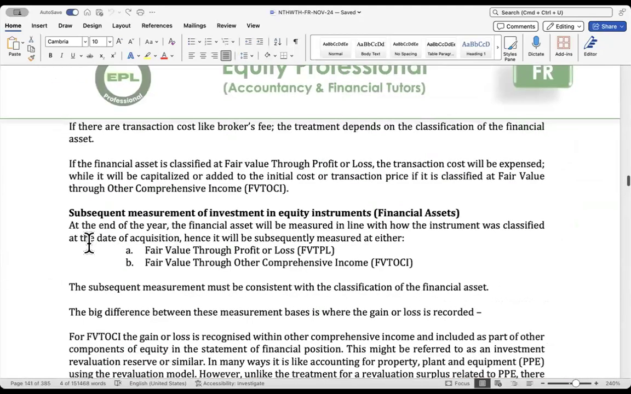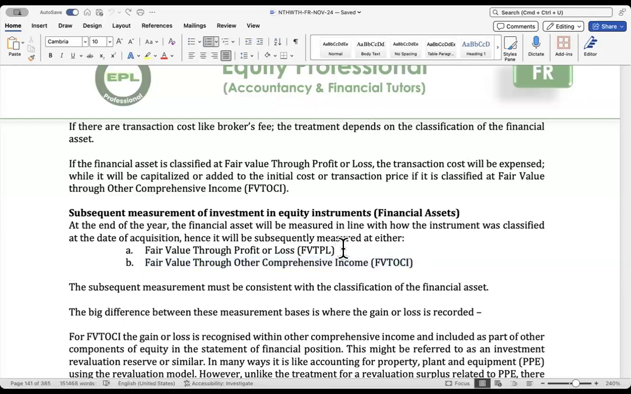So at the end of the year, this is where all of you have been asking. At the end of the year, you are still going to measure that financial asset the same way you had classified it, either at fair value through P&L or fair value through OCI. So that's how you measure it at the end of the year. So you will call it financial asset at fair value through OCI or financial asset at fair value through P&L. So what is now the difference between the two?